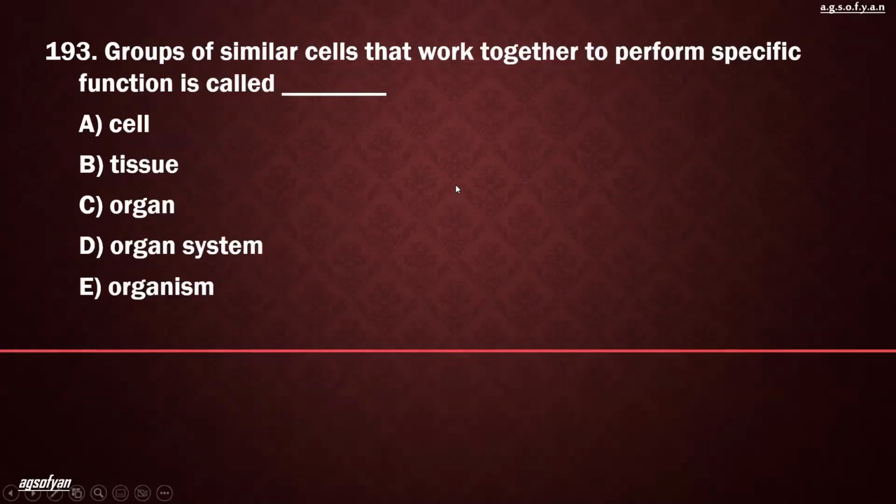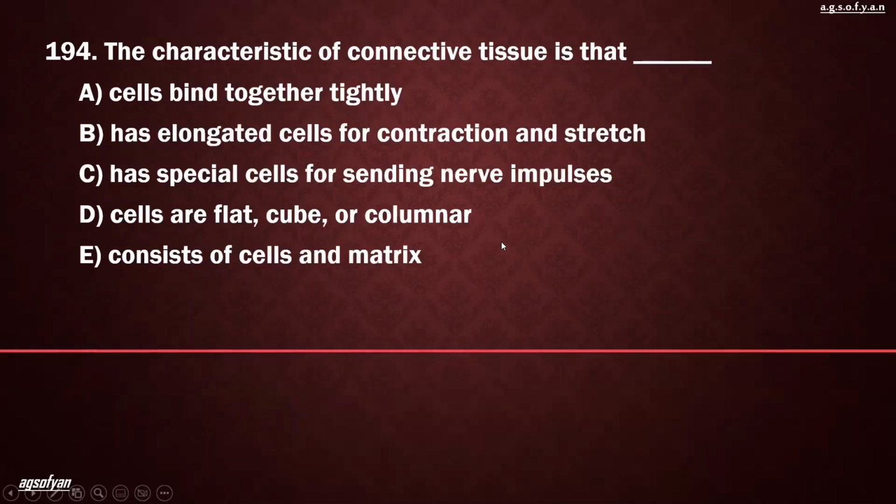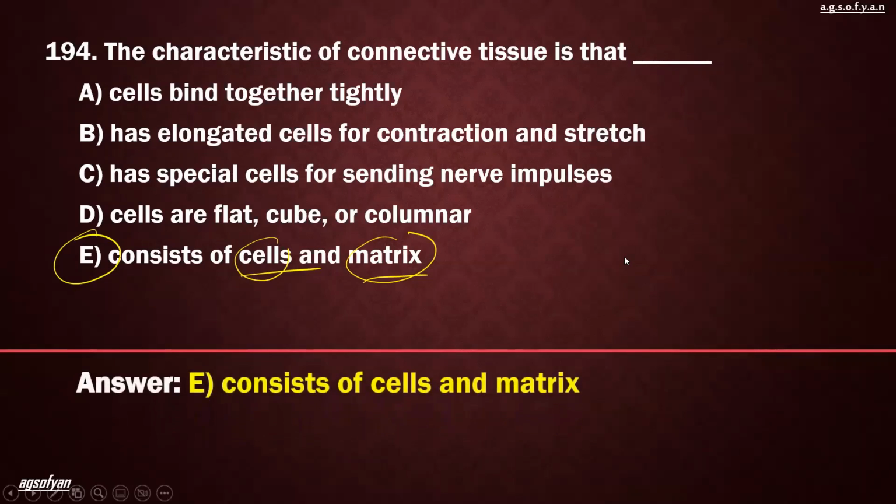A group of similar cells that work together. Cells make what? Tissue. That's good, that's the correct answer. The characteristic of connective tissue: what is connective tissue? They have cells and matrix. Remember that, cells and matrix. That's connective tissue. We had this one last time, right?